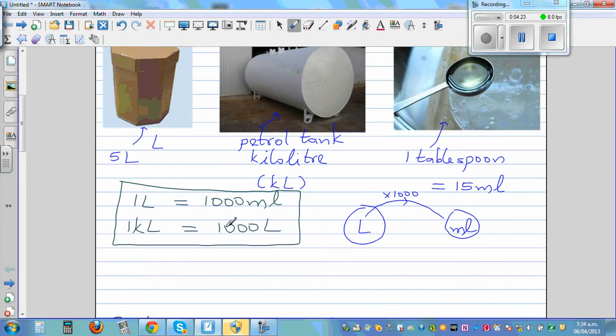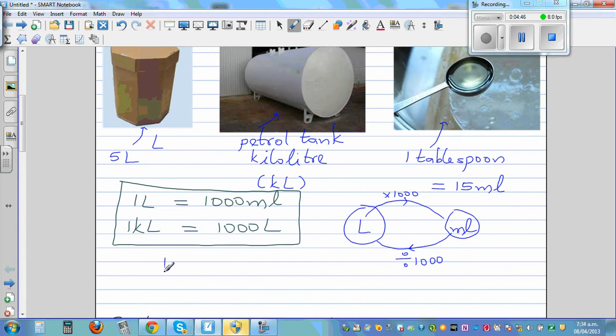And if you want to go backwards from 1000 to 1, what would you do to 1000 to get to 1? You have to divide by 1000. So this is how I remember it. From liters to milliliters, the number is going to get bigger, so you times it by 1000. And from milliliters to liters, the number is going to get smaller, so you divide by 1000.